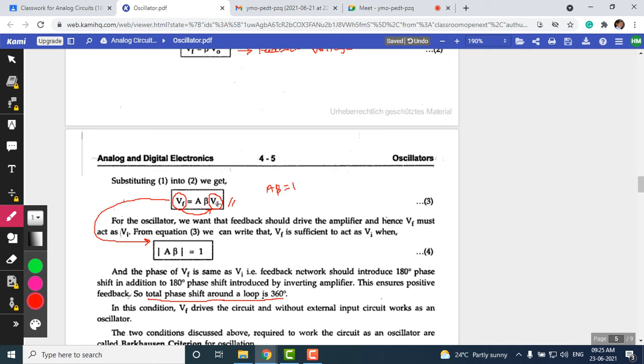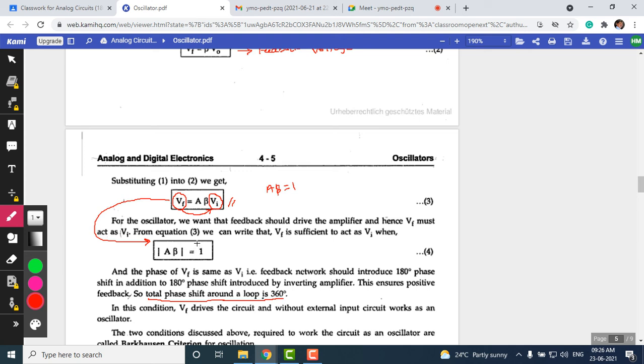What do we mean by that? It means that the feedback is sufficient to drive the amplifier input. Earlier the amplifier input was fed by two signals. Now Vf alone is sufficient to provide the complete input signal to the basic amplifier. That is possible only when A beta becomes equal to 1. This condition is very important. This is the first condition, or criterion, called the Barkhausen criterion.